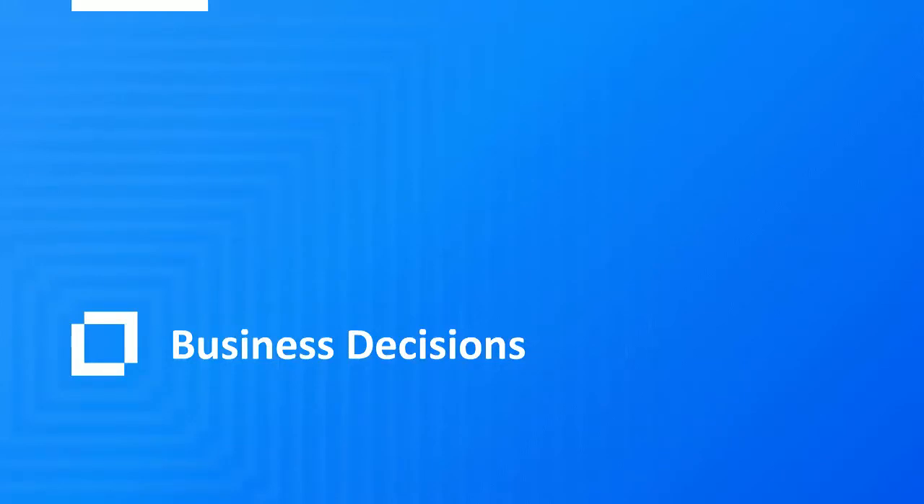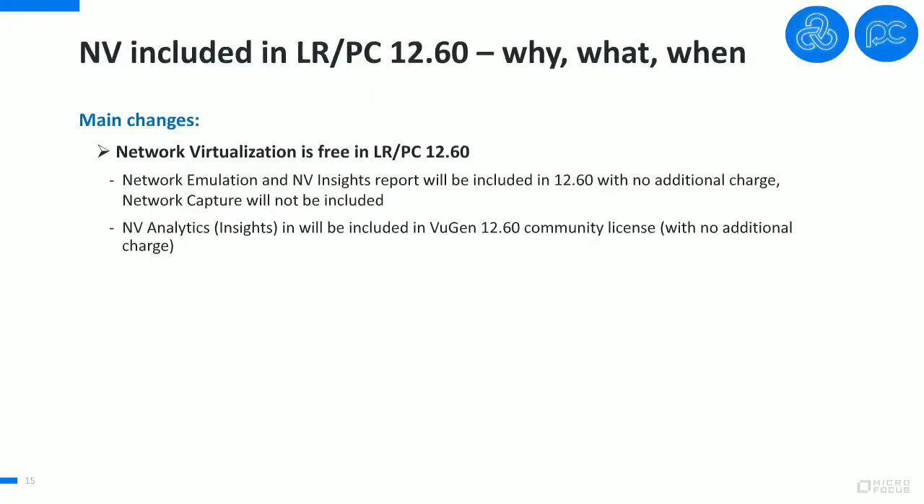Now, the final topic I'd like to talk about is a decision that we've made as a team when it came to network virtualization. What we've decided to do as part of the 12.60 release for both LoadRunner and Performance Center, and going forward, is that network virtualization is now included as part of LoadRunner and Performance Center. Let me explain what that means to you as the end user. When you upgrade to 12.60, network virtualization will be included both from an installation and a feature set perspective. There's no need to purchase any additional licenses.